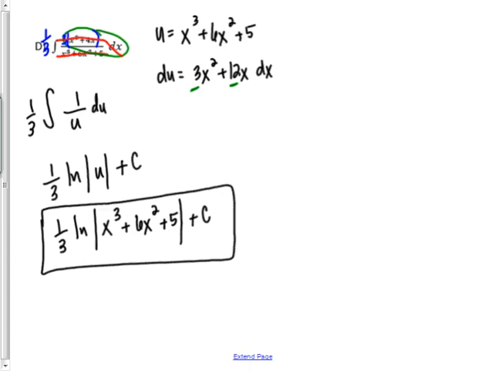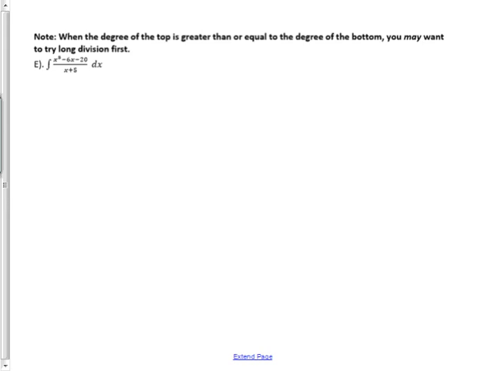Okay. All right. Now, you have one like this in your homework, and it says when the degree of the top is greater than or equal to the degree of the bottom, it's not always going to work, but you may want to try long division first. So remember, degree is the highest exponent. On the top, on this one, it's an x cubed. Sorry, it's not so clear. But I've got an x cubed on the top and an x on the bottom. I'm higher on the top.